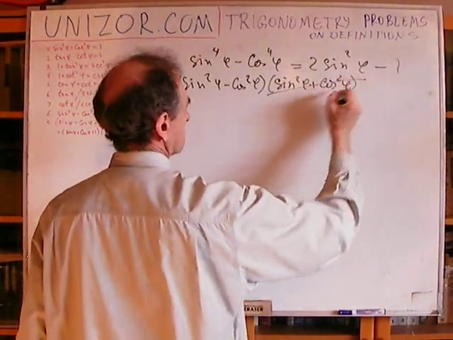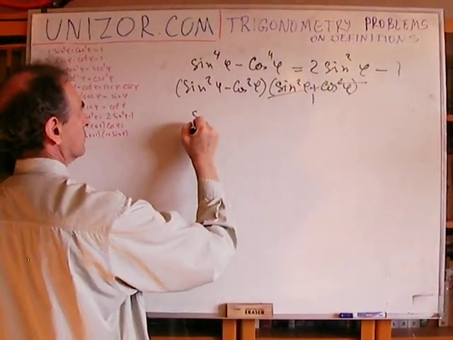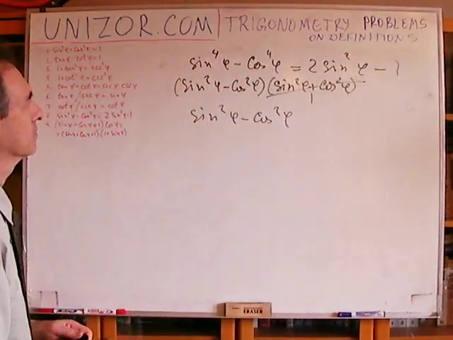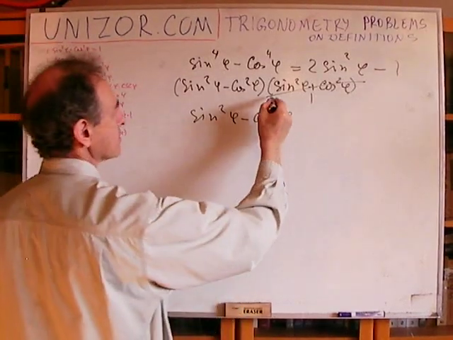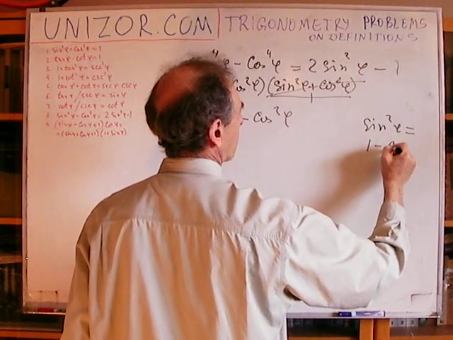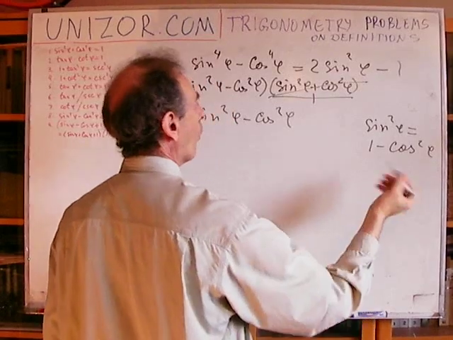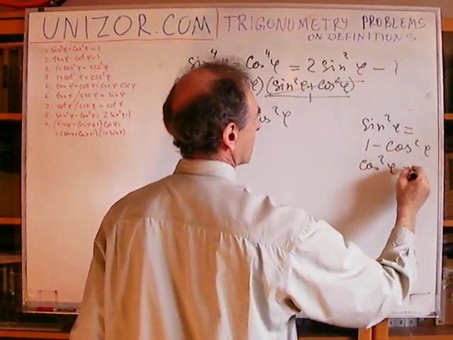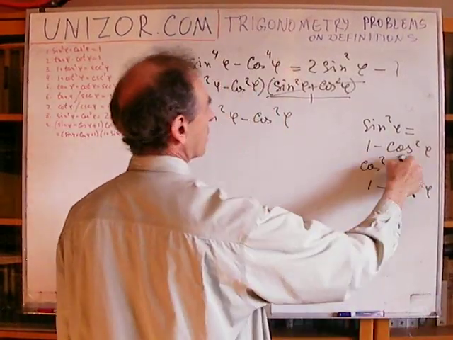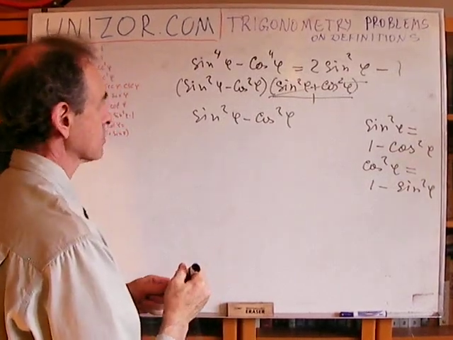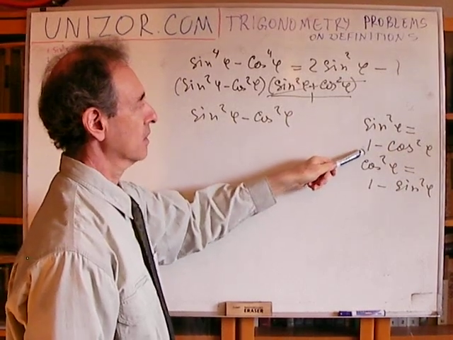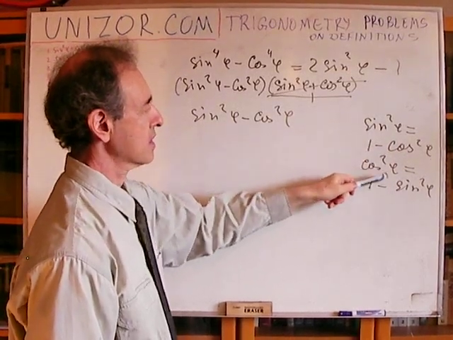Now, this is equal to 1, as we know. So I have only sine square phi minus cosine square phi. That's the left part. Now, because of this, sine square phi is equal to 1 minus cosine square phi, right? Or, if you wish, cosine square phi is equal to 1 minus sine square phi, right? That's the direct consequence from sine square plus cosine square is equal to 1. So I can express sine through the cosine or cosine through the sine.